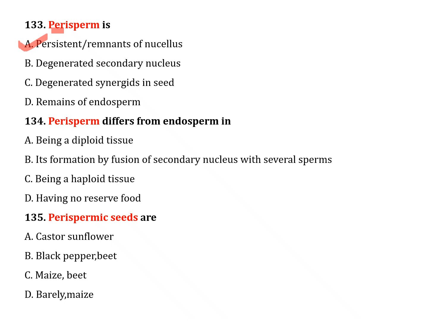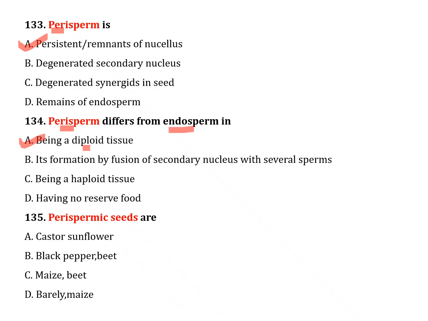The next question, number 134. Perisperm differs from endosperm in option A being a diploid tissue, option B its formation by fusion of secondary nucleus with several sperms, option C being a haploid tissue, option D having no reserve food. Correct answer is option A being a diploid tissue. Perisperm is diploid whereas endosperm is triploid.